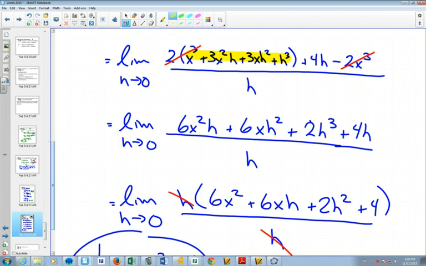How I got this highlighted part. I could have done that directly, but I did the steps that most likely you would do. But I could go directly from x plus h cubed to that answer. And I'll show it to you after.